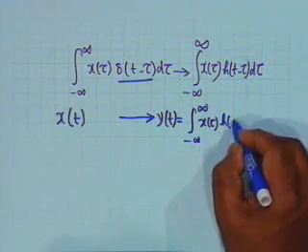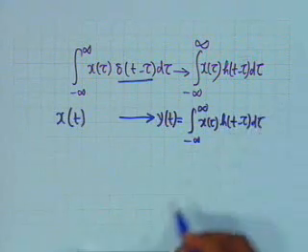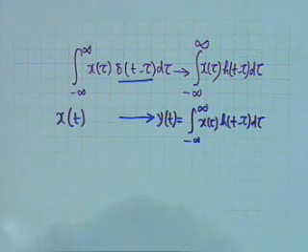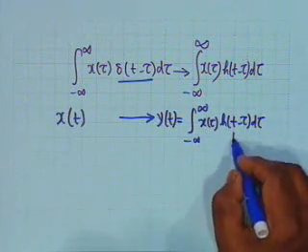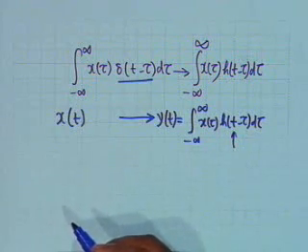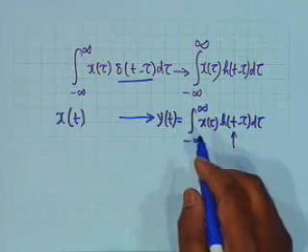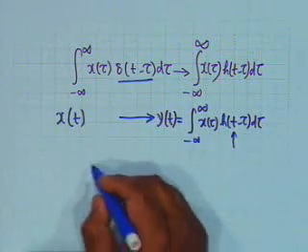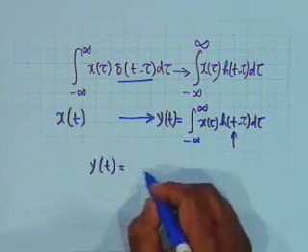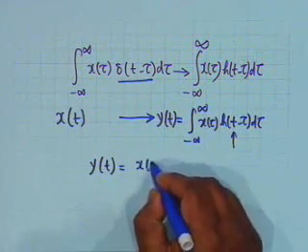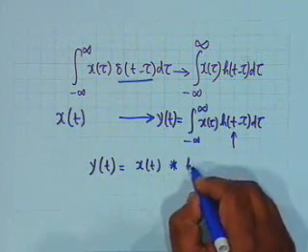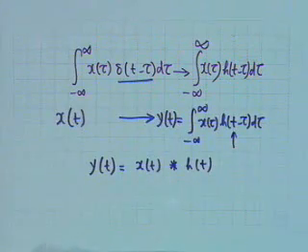x of tau h t minus tau d tau, which simply states that if you know the impulse response of the system, that is h of t minus tau, then you can find out the response to any arbitrary input x of t. And formally it is written as y of t equal to x of t convolved with h of t. The same symbol is used, a star between the two signals. One is the applied signal and the other is the impulse response.